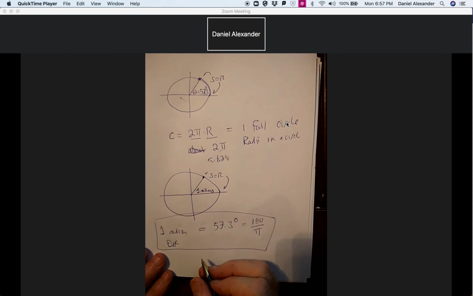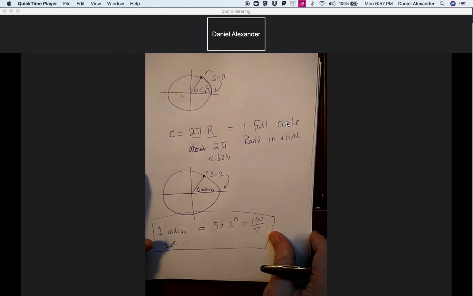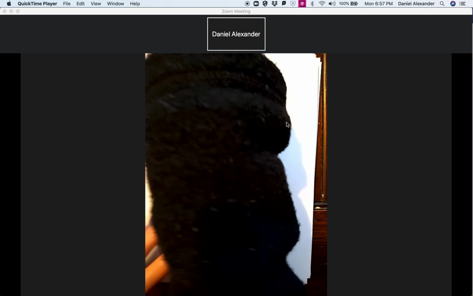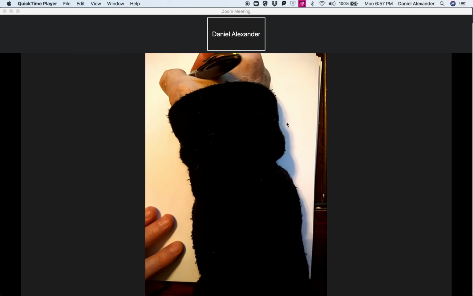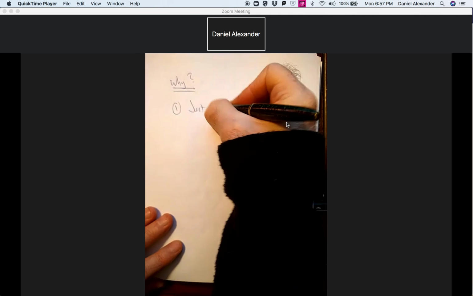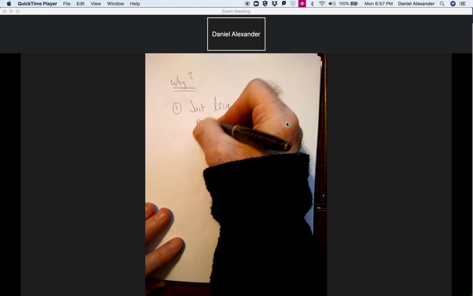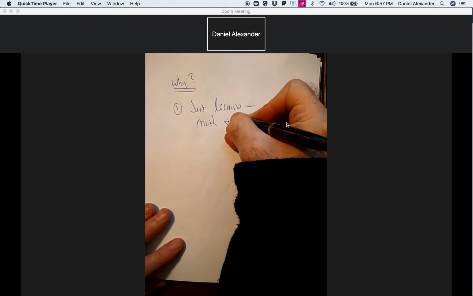Now, it's a weird definition, and you're saying, well, why do we have to use that? I'm going to give you a bad reason and hopefully a good reason. Why? Just because. That's the bad reason. It's used throughout math and physics, engineering.